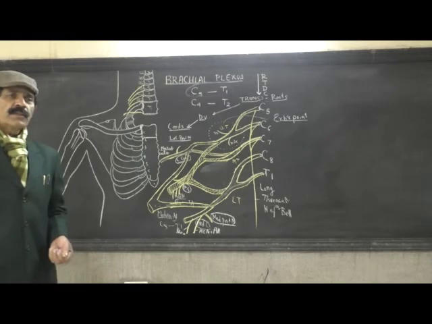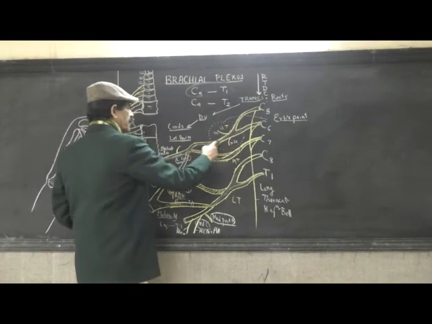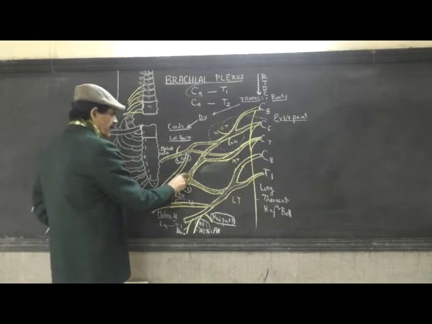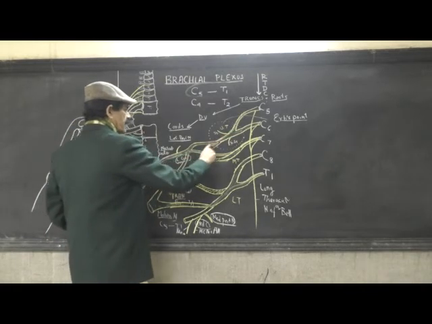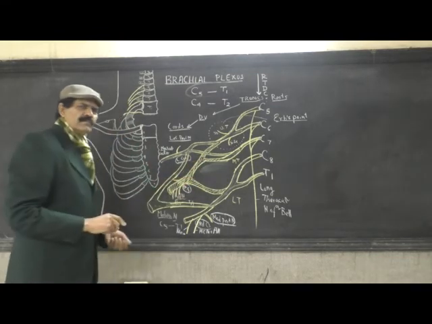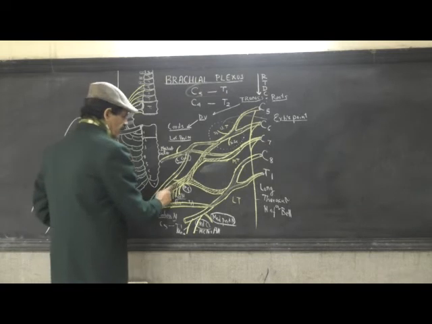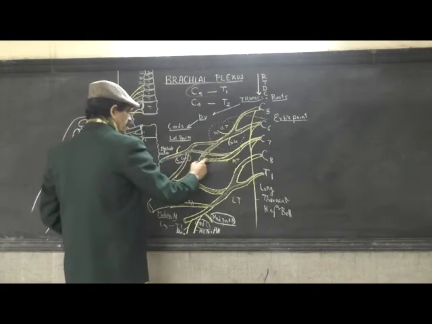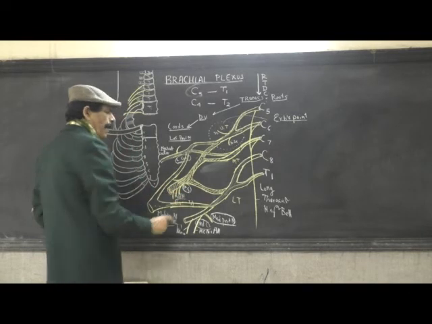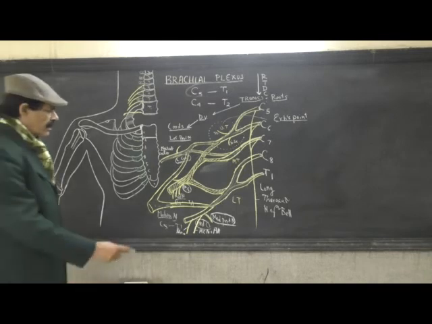So if you want to trace the root values of the musculocutaneous nerve, go back. Root value will be C5, C6 and C7. Root value of the axillary nerve or circumflex nerve, trace it back. It is C5, C6 and a little contribution, maybe or may not be, from C7. Root values of the upper and lower subscapular and the thoracodorsal nerve, trace them up. They are again C5, C6 and C7. The contribution of C8 and T1 is minimal. So that is how we trace root values.